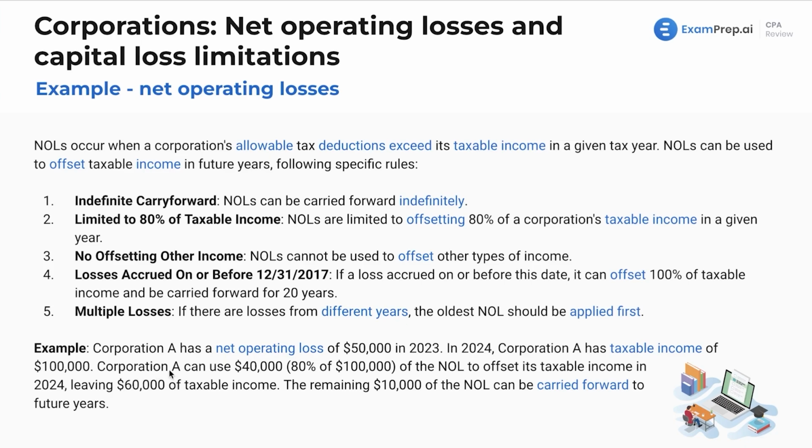Here, we see that Corporation A can use $40,000. And how do we get that? Well, it's capped at 80% of the $100,000 of the NOL to offset its taxable income in 2024, leaving $60,000 of taxable income. The remaining $10,000 of the NOL can be carried forward to future years. Now, that's a simple application of the rules. Obviously, we can see it much more in depth, and we will. We will have a lot of good practice throughout the course.